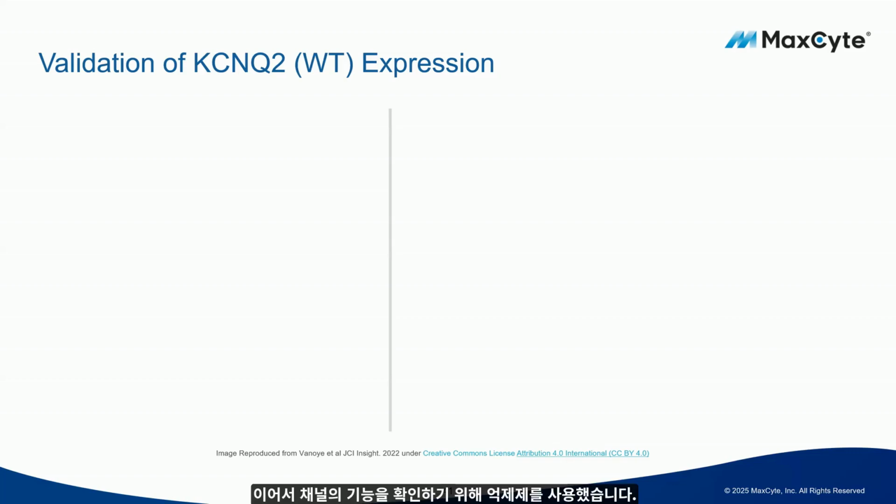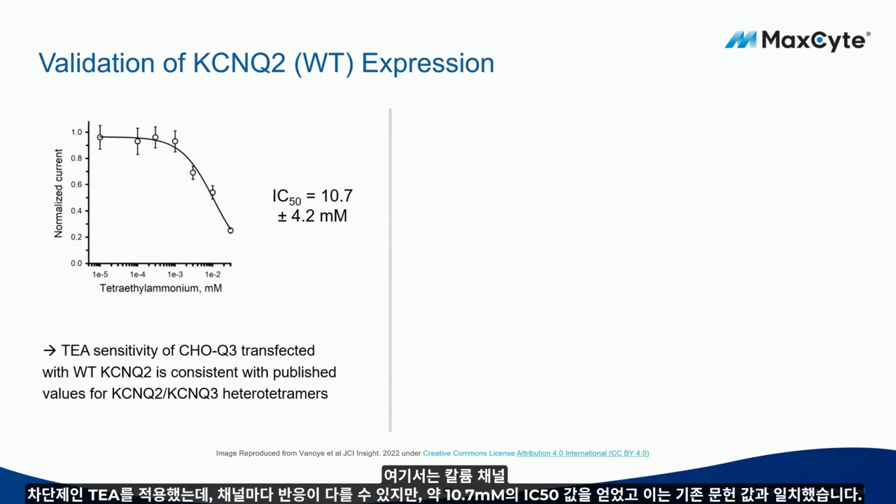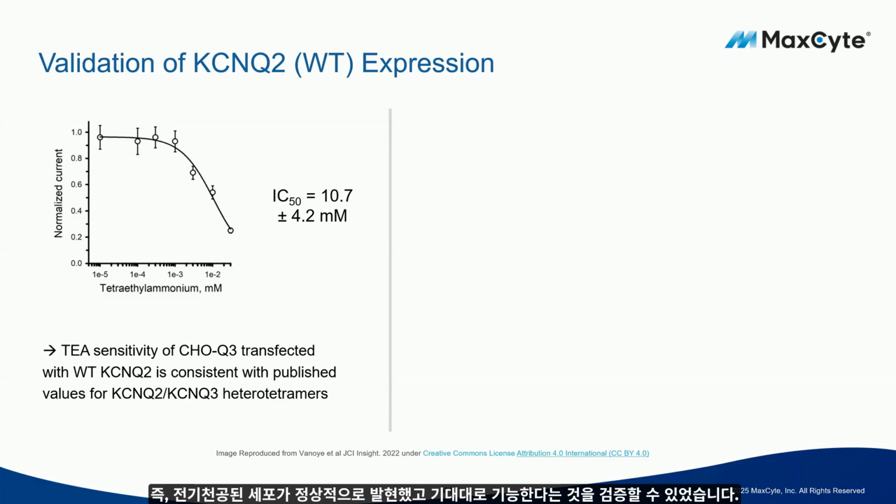Next, they used some inhibitors to test the functionality of the ion channel. Here they use tetraethylammonium, or TEA, which is a potassium ion channel blocker. Different channels have different responses to this. However, they got an IC50 of around 10.7 millimolar, which matches literature values. So they're able to validate that, yes, it was transfected as expected and behaving as expected.